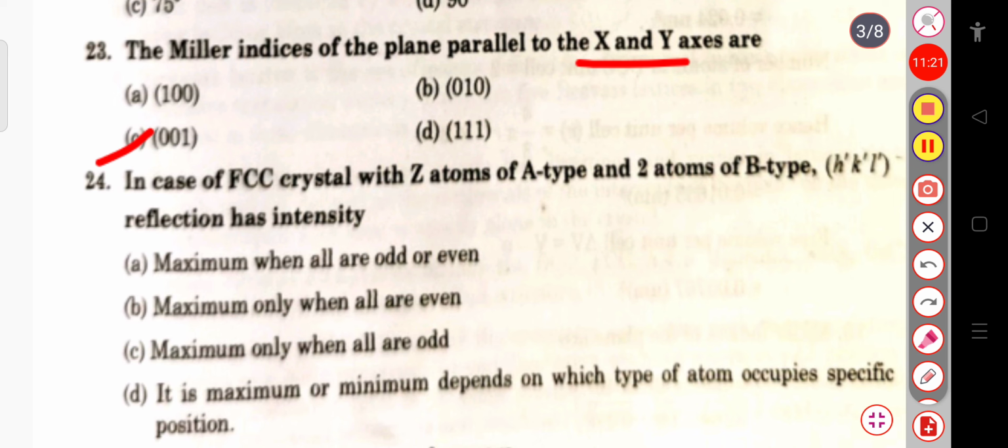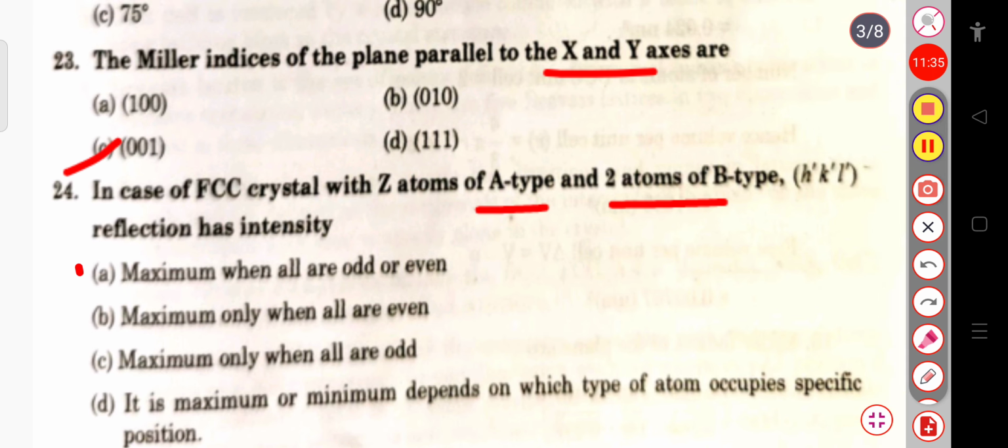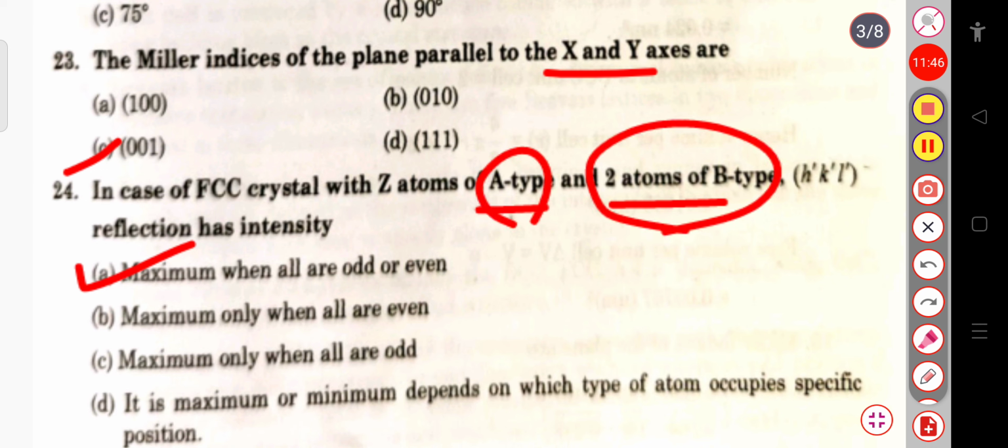The next question is, in the case of an FCC crystal with Z atoms of A type and 2 atoms of B type, an h prime, k prime, l prime reflection has an intensity that is maximum when all are odd or all are even. So in that case, for this FCC crystal with Z atoms of A type and 2 atoms of B type, the reflection has an intensity maximum when all are odd or when all are even. So the intensity will be maximum in this case.